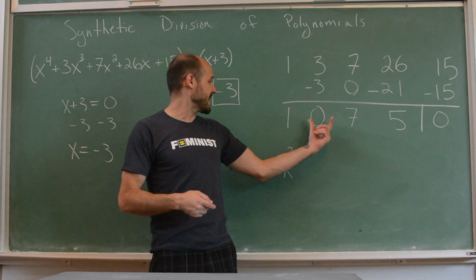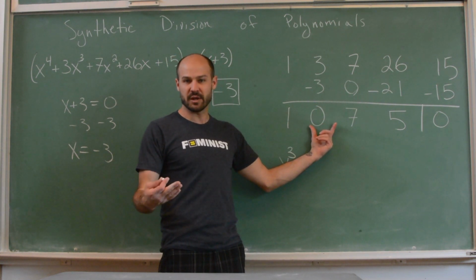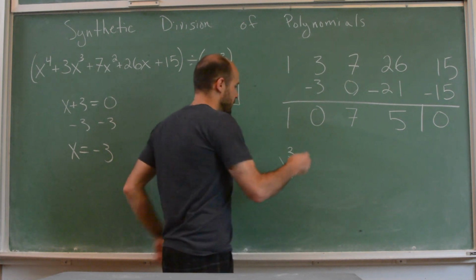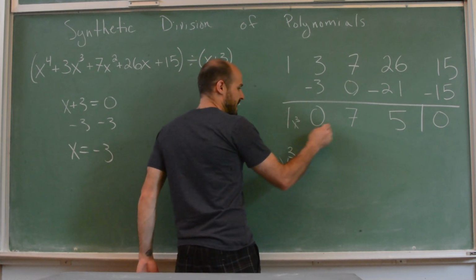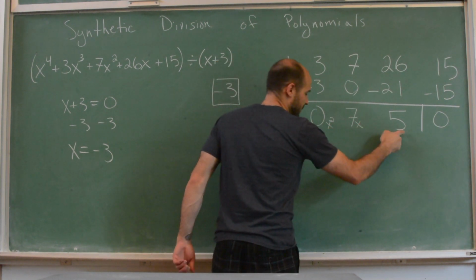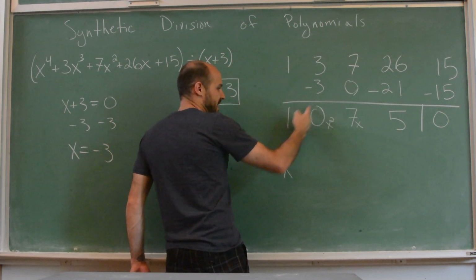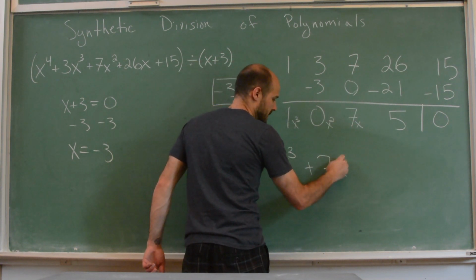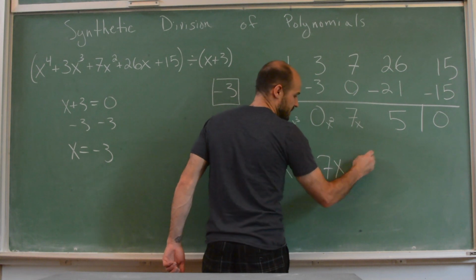The next spot is x squared. We have 0x squared. So we don't even need to write it. So this is x cubed. This is x squared. This is our x term, and that's our number. We don't have any x squared. We have a 7x. It's positive. And we have a 5.